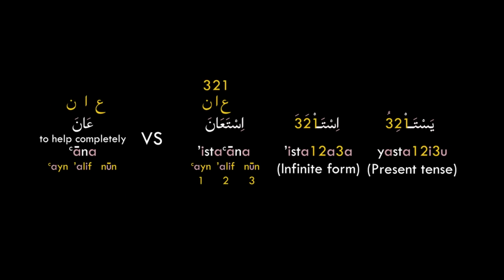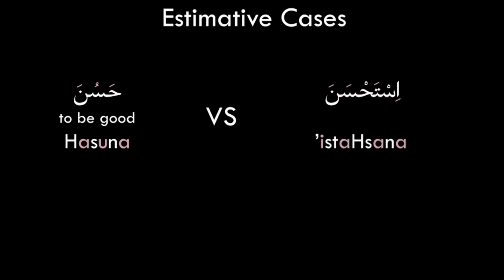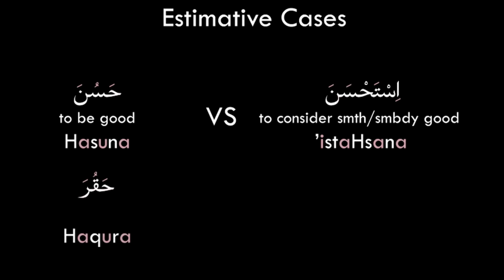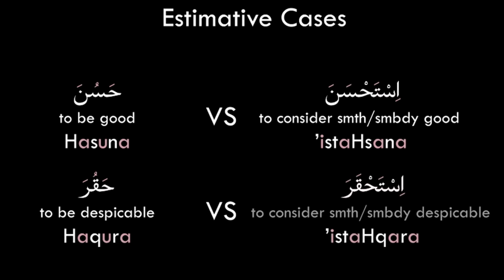There are many meanings that a verb can hold if these 3 letters are prefixed to it, but the most used is that they make the verb requestative or estimative. Examples for estimative cases are the verb hasuna, which means to be good, and istahsana, which means to consider something or somebody good. Also the verb haqura means to be despicable, and istahqara means to consider something or somebody despicable.